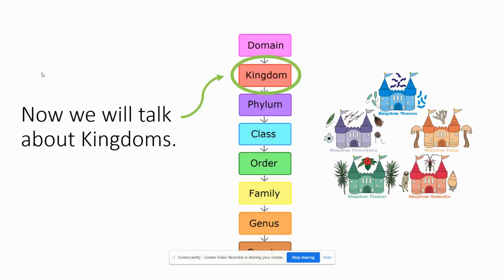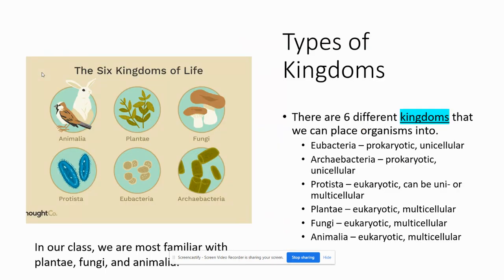So now we're going to talk a little bit about kingdoms, which is the group below domain. So domain would be the largest group and kingdom would be the next largest group. So there are 6 types of kingdoms that we can put organisms into. The first 4 would be the 4 that we just talked about, the Animalia, Plantae, Fungi, and Protista.